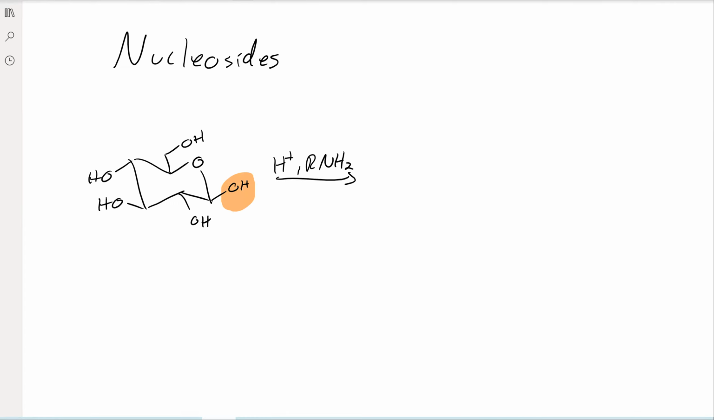This alcohol would get protonated. It would leave, forming a resonance stabilized carbocation intermediate. And then this guy would attack that carbocation intermediate. And that's the only position it's going to attack because that's the only position that creates that good leaving group.